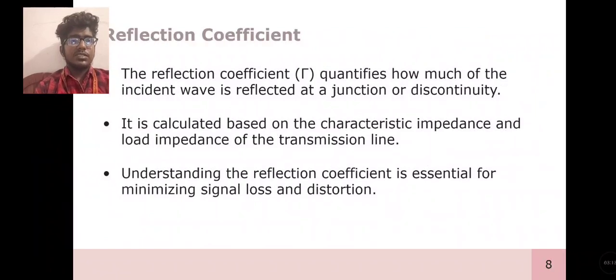Reflection coefficient. The reflection coefficient quantifies how much of the incident wave is reflected at the junction or discontinuity. It is calculated based on the characteristic impedance and load impedance of the transmission line. Understanding the reflection coefficient is essential for minimizing signal loss and distortion.